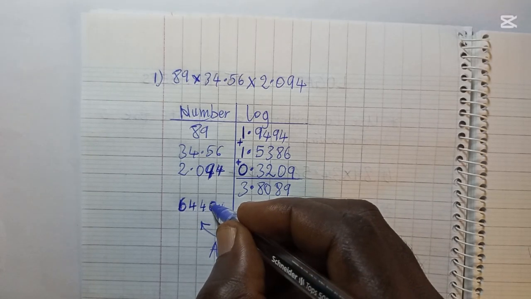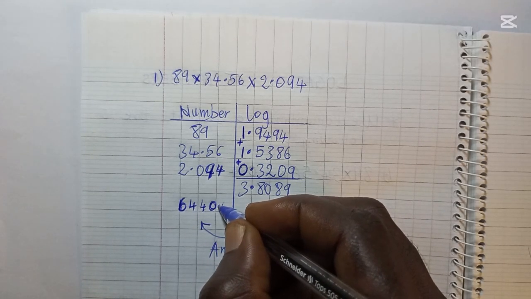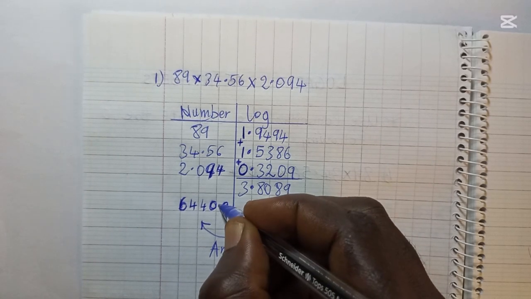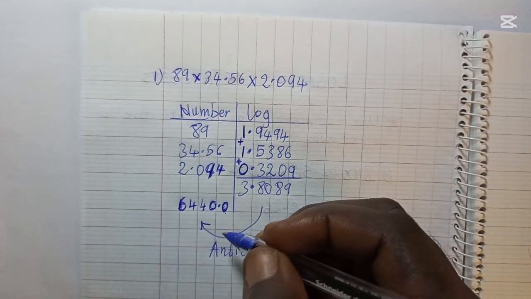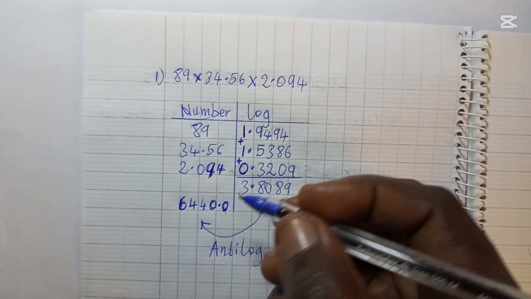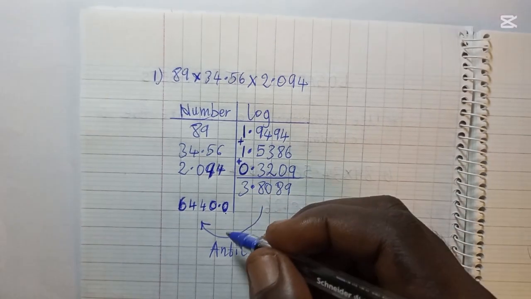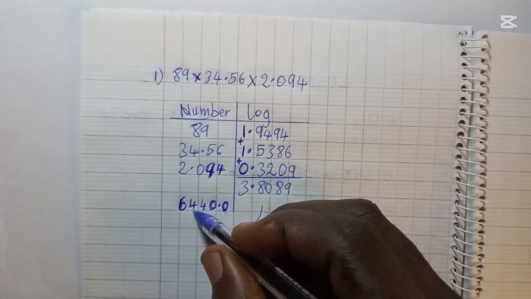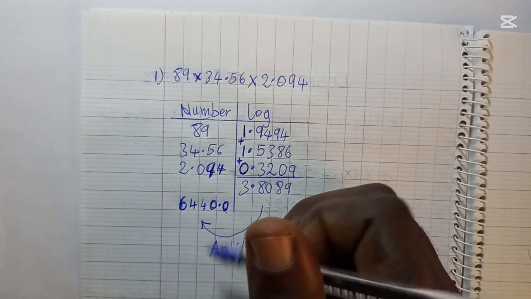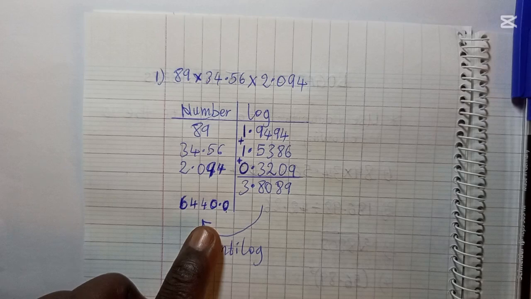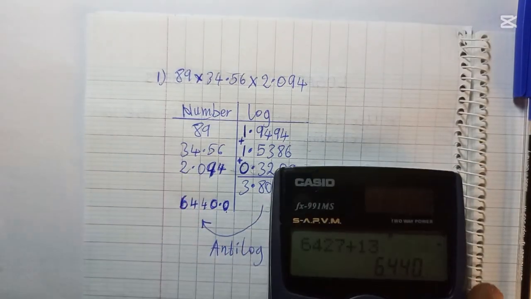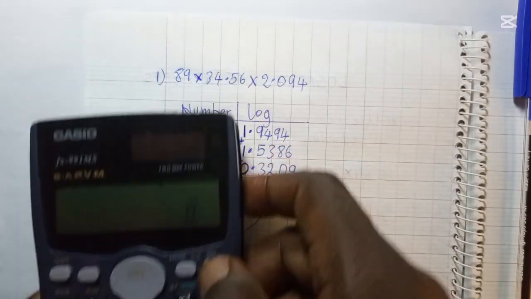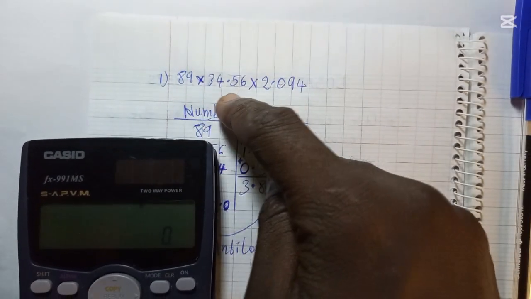I'll just write 0.0, but in many other cases there's no need writing 0.0. You just have to leave it that way. We can still indicate our 0, but this 0 does not affect our result. So our main number, the major answer here, is 6440. That is the answer. You can use your calculator to confirm it.